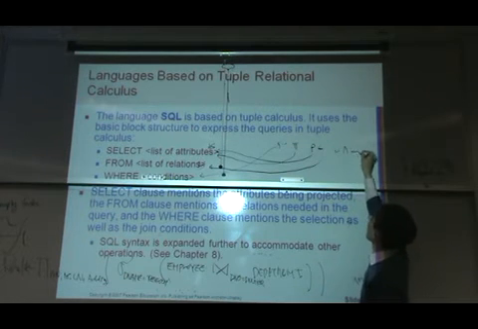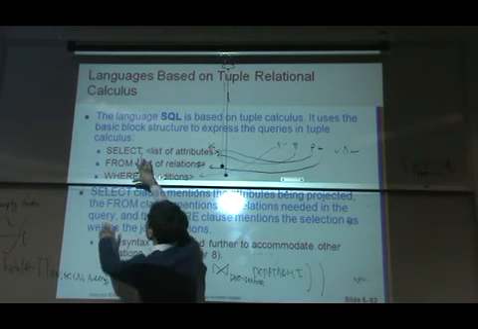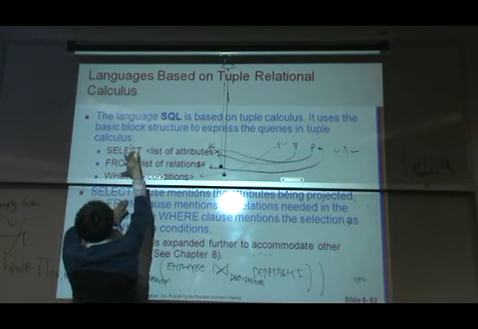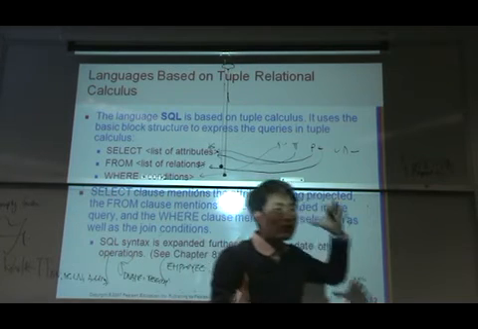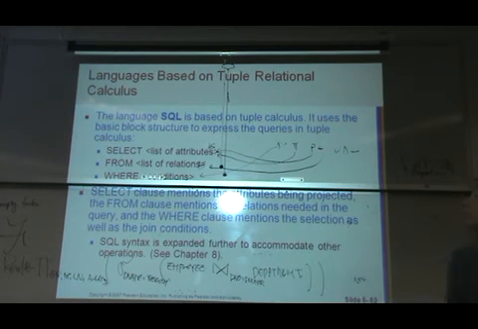Union, intersection, minus, they are implemented. So we need two sets of select from where, select from where. We can union, we can intersect, we can minus.